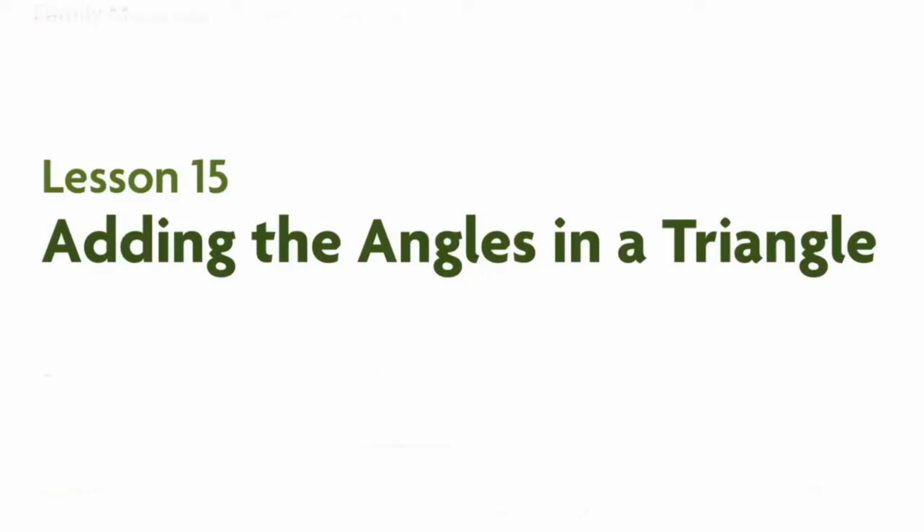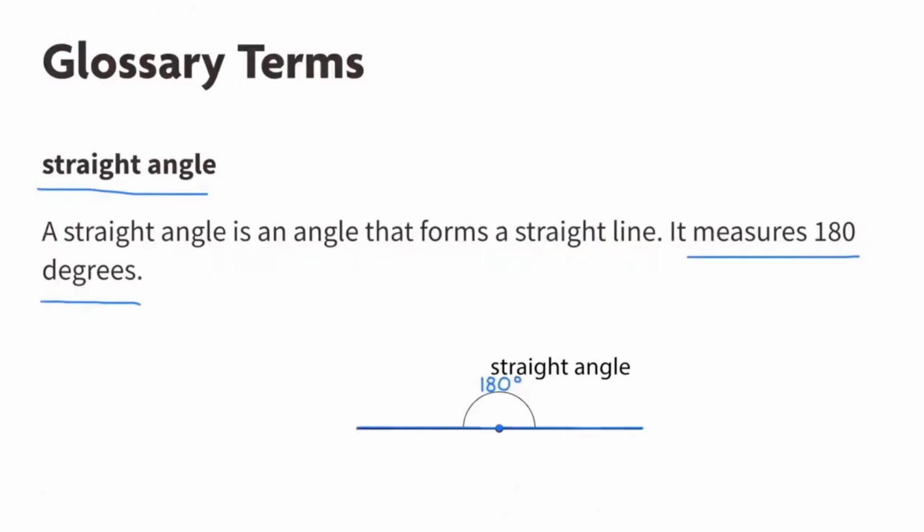8th grade, Unit 1, Lesson 15, Adding the Angles in a Triangle. Here's a glossary term that you should know, a straight angle. A straight angle is an angle that forms a straight line. It measures 180 degrees.